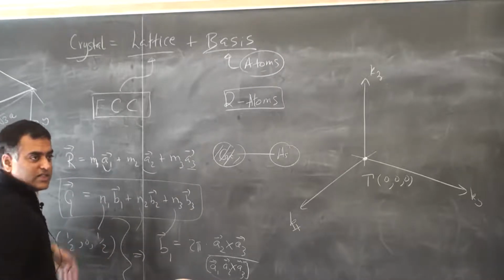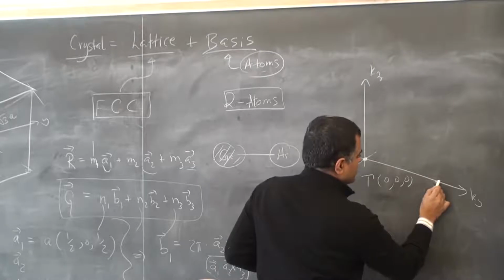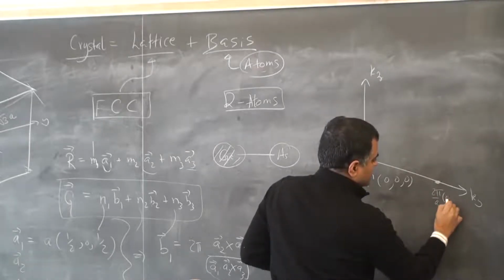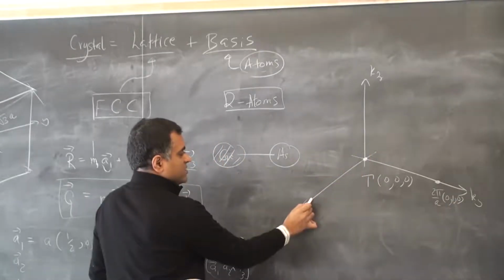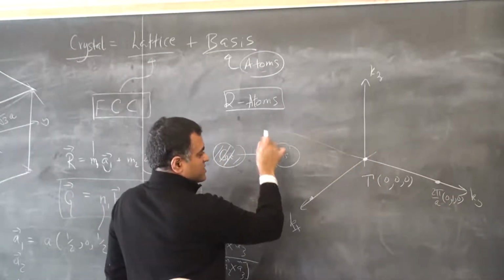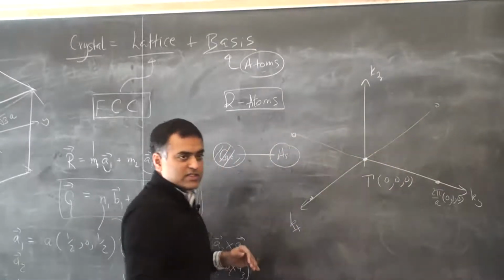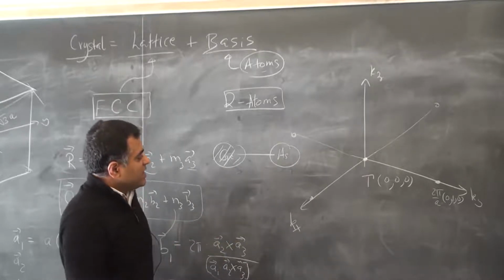You will see there is one point out here, at 2 pi over A times (0, 1, 0). And by symmetry, there'll be one here. It's cubic symmetry, so there'll be one there too. So you'll have all these points in K-space. These are just points, no shape yet.